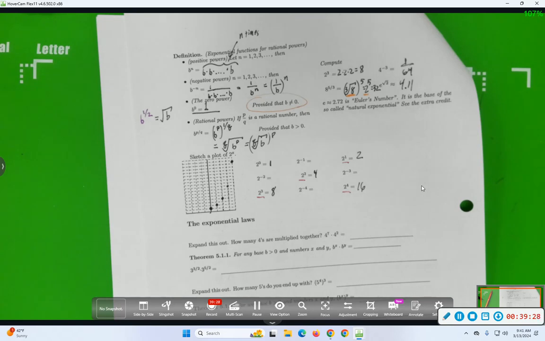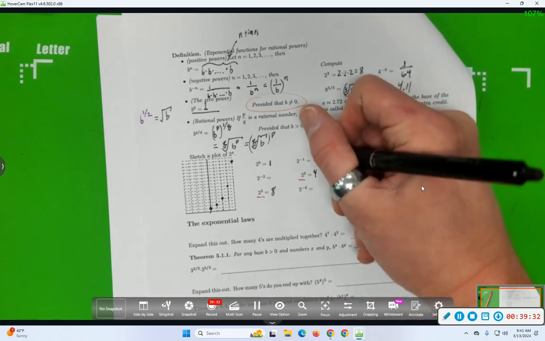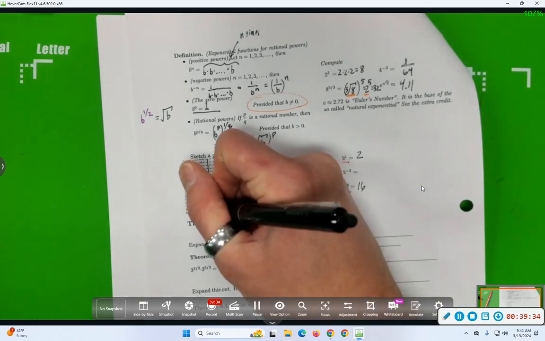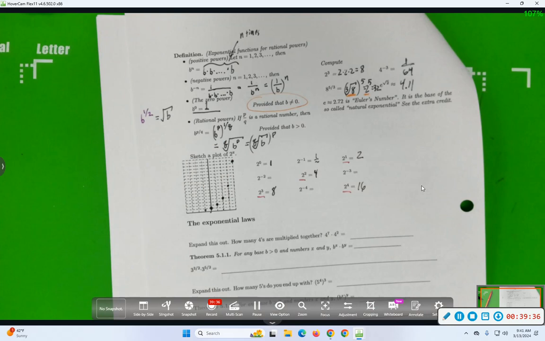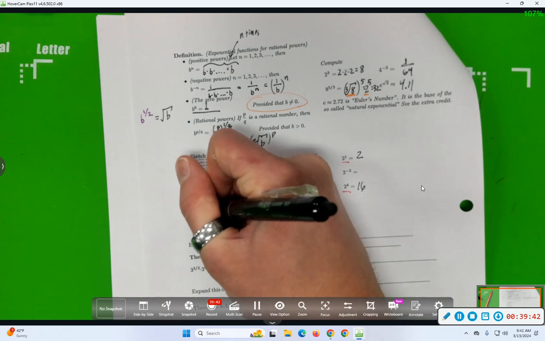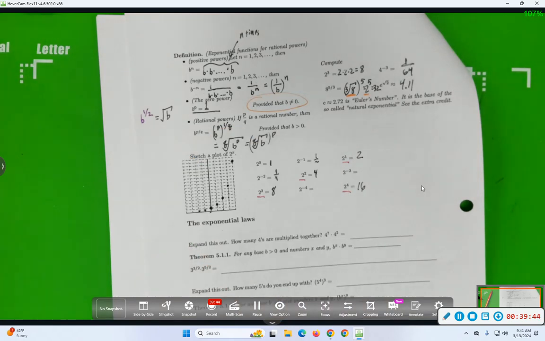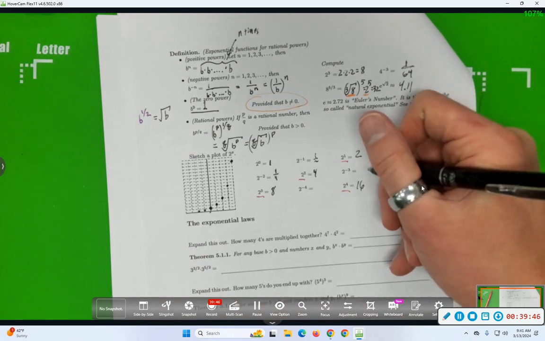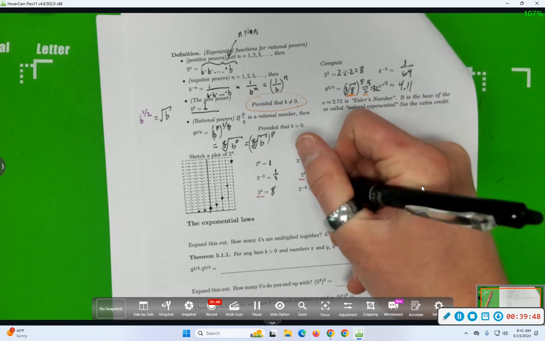Let's do negative powers too. What's 2 to the negative 1? It'd be 1/2. 2 to the negative 2? 1/4, or 0.25 if you like. Graphically, that's half as high as the dot to the right of it. 2 to the negative 3 is 1/8. And then 1/16.